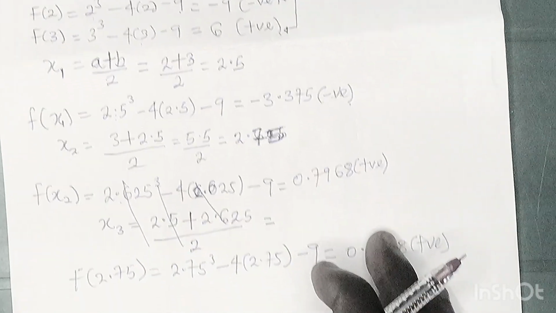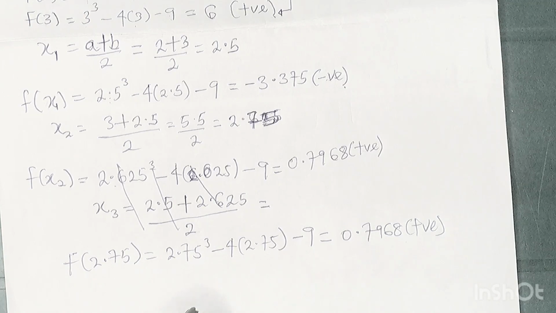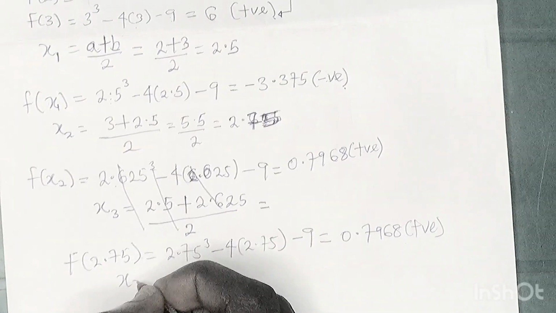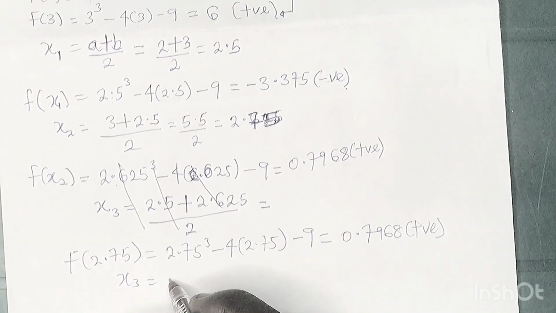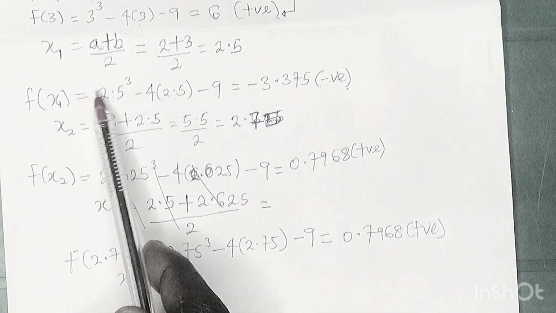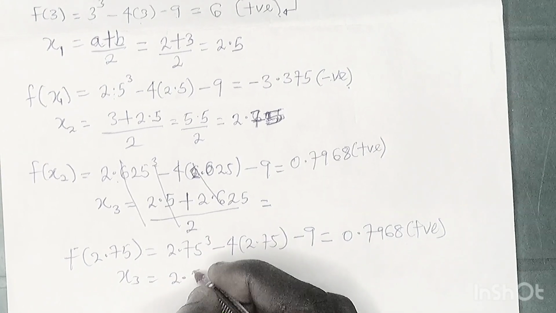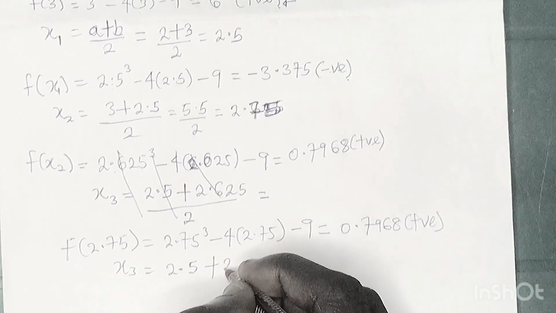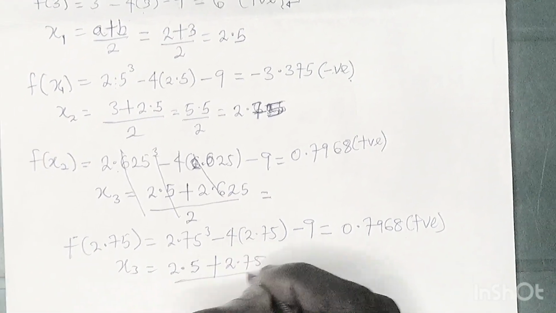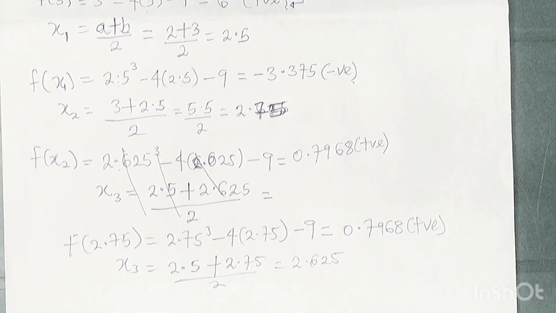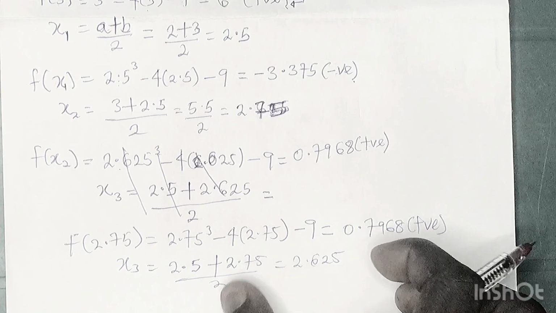All right. So going into the next step, I have a positive and a negative. So that means my x3 will be 2.5, the one that gave me negative the last time, plus the one that gave me positive now, which is 2.75, divided by 2, and that gives us 2.625.